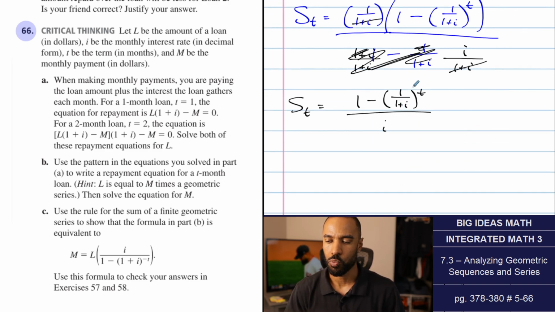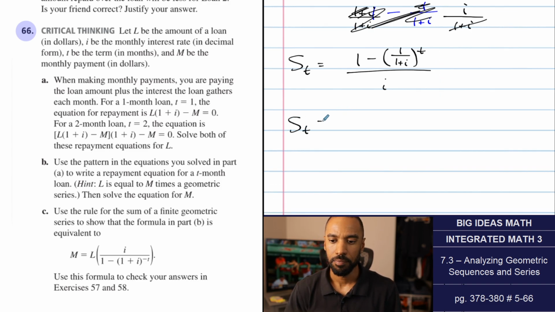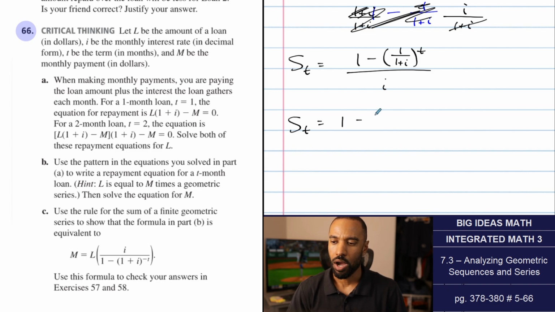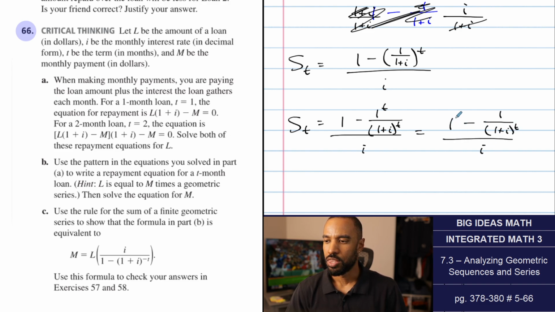Well, you could call this 1 to the t. I take it back. I don't know how their formula looks. Theirs doesn't have t. Oh, it has a negative t. I could do 1 minus 1 to the t over 1 plus I to the t, over I. 1 to the t is just 1, so it's 1 minus 1 over 1 plus I to the t power over I.